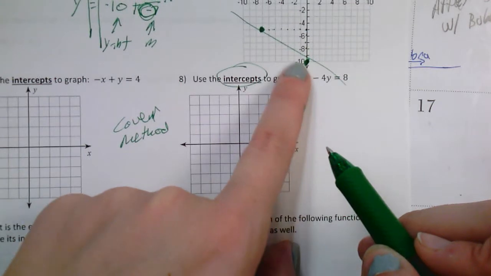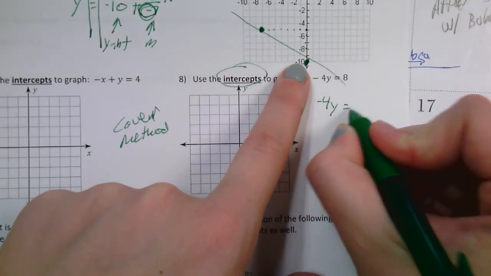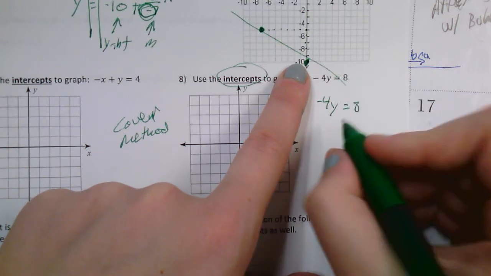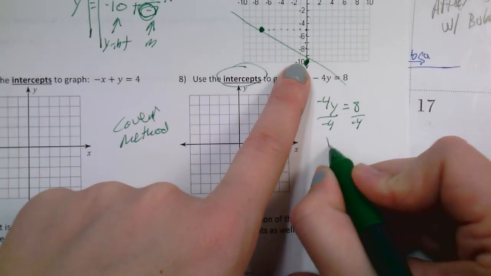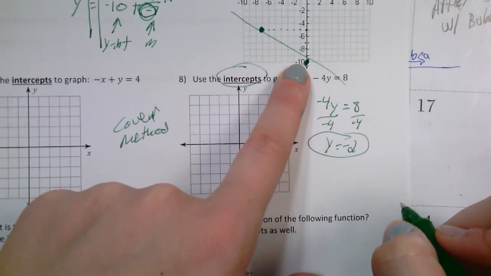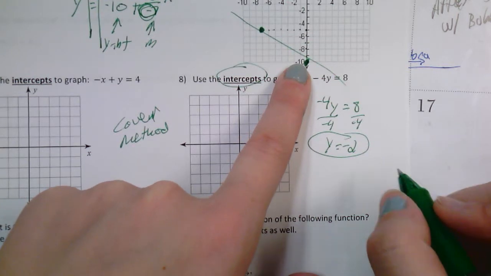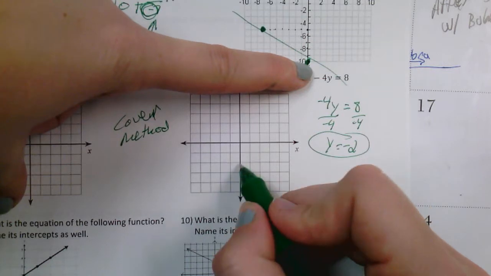That's going to give me a negative 4y equals 8. Okay, well now let's solve for y. That means divide by 4, or sorry, negative 4, and that's going to give me negative 2. So my first answer that I got is y equals negative 2. Let's graph that. So I'm going to come over here, and I'm going to go to my y-axis, and I'm going to go to negative 2. Okay, done. I have 1 point.